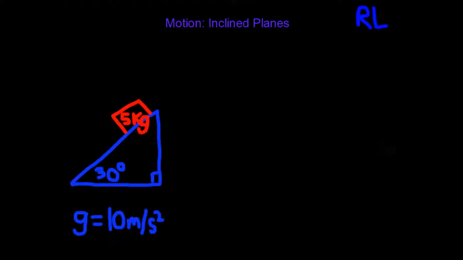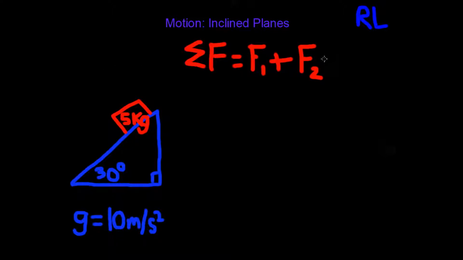Today we're going to be looking at motion on inclined planes and how to calculate the net force of a block on an inclined plane. So normally when we add up the net force, we're just adding together all of our forces. It's as simple as net force equals force 1 plus force 2 plus any other number of forces we have. Doesn't really matter, right?